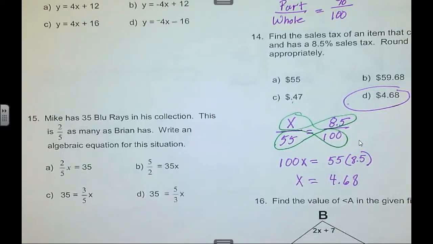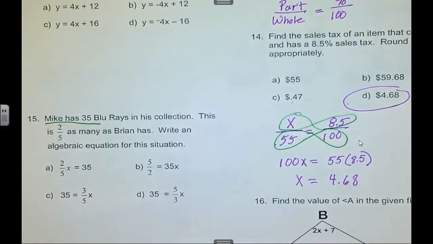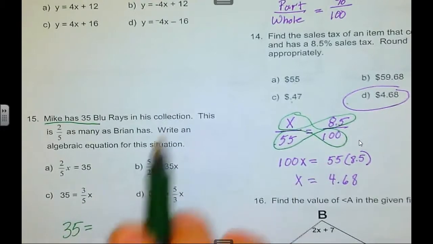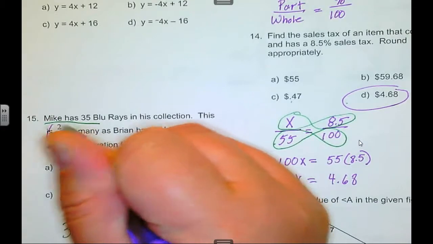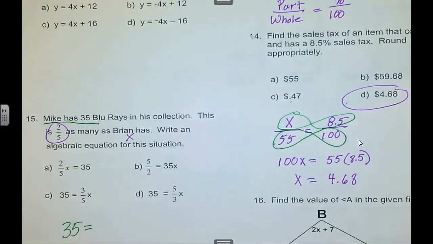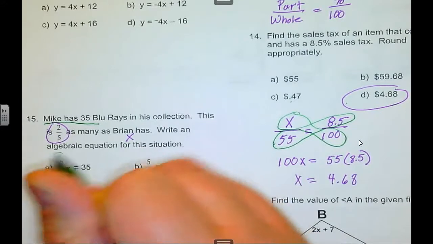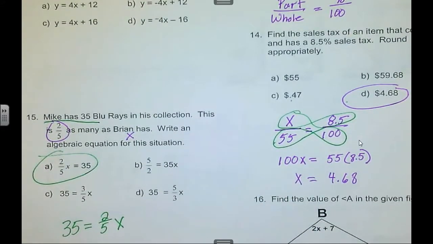No, 15. Gosh, I'm thinking way ahead here. Mike has 35 Blu-rays, so he equals 35. This is 2/5 as many as Brian has. We don't know how many Brian has, so there's my x. 2/5 x. A, my friends.